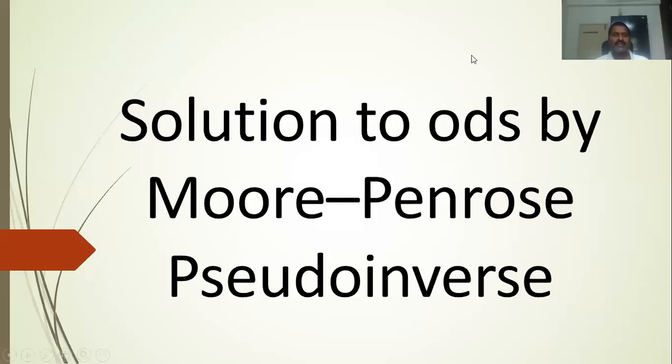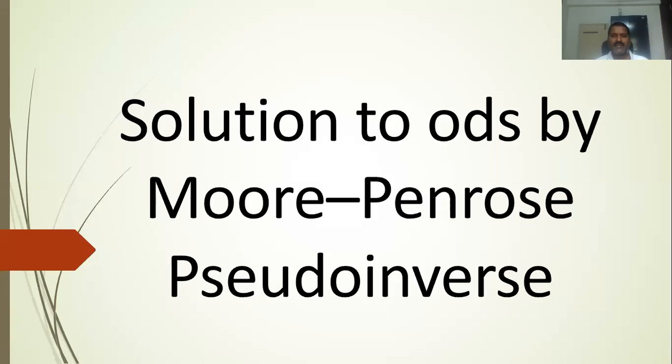In the last class, we have seen how to find the pseudo inverse, right? How to find a right inverse, how to find a left inverse, and how to find a pseudo inverse by singular value decomposition, all those things. Now, let's see where it's applied. Basically, a pseudo inverse is used to solve a system of linear equations.